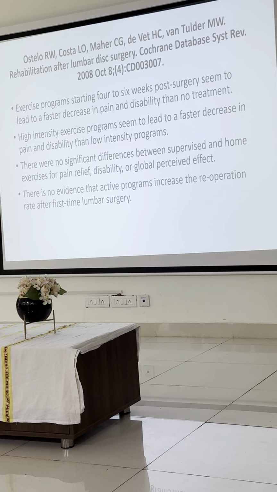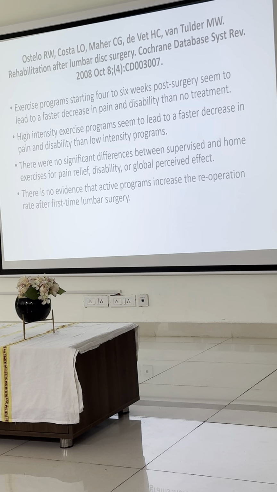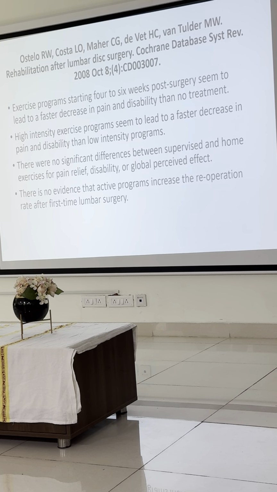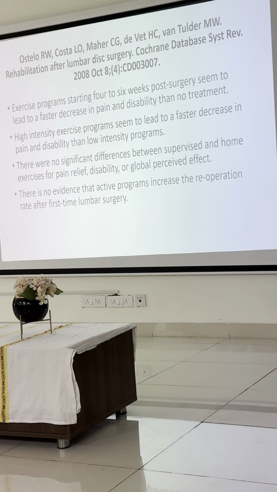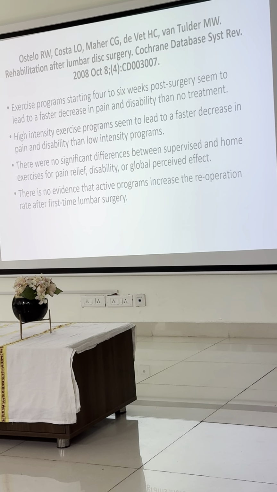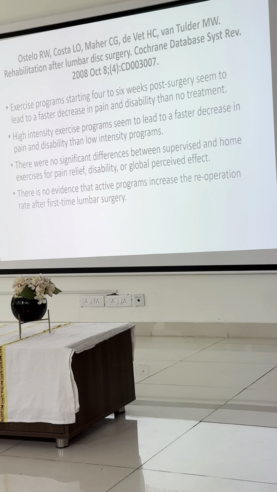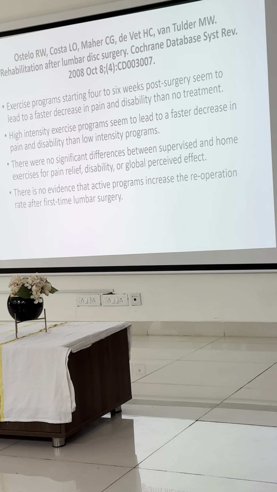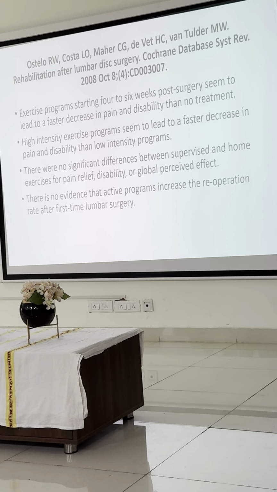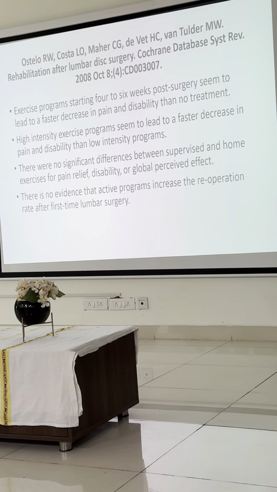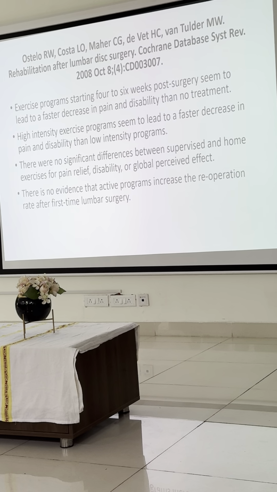One of the articles I found was from the Cochrane Database of Systematic Reviews, on rehabilitation after lumbar disc surgery. It showed that exercise programs starting 4 to 6 weeks after lumbar spine surgery seem to produce a faster decrease in pain and disability than no treatment. High intensity exercise programs led to a faster decrease in pain and disability than low intensity programs. There were no significant differences between supervised and home exercise programs. So if you are giving a home exercise program 4 to 6 weeks after surgery, it has the same effect as calling the patient to exercise under supervision.